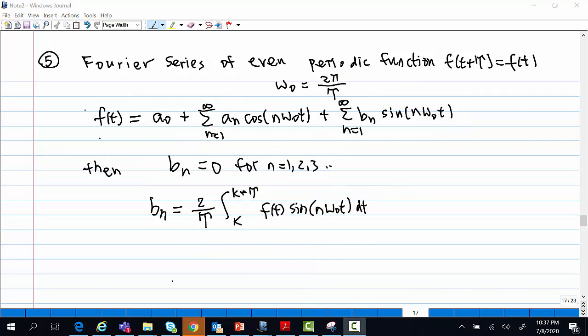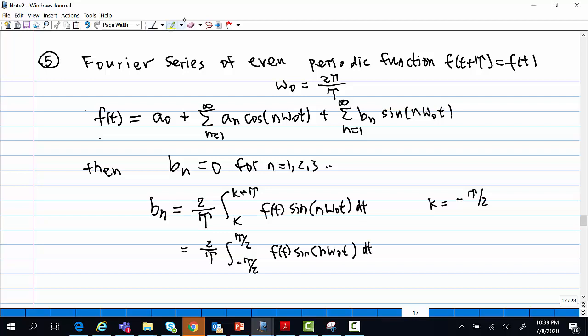The following is the proof of bn equal to 0 for n equal to 1, 2, 3, and so on. We know bn is 2 over T integral of f(t) sine n omega 0 t over the interval k to k plus T. And again, you choose k equal to minus T over 2. So this becomes 2 over T from minus T over 2 to T over 2 of f(t) sine n omega 0 t. Now, f(t) is the even function. Sine is the odd function. So this is even times odd. The result is an odd function.